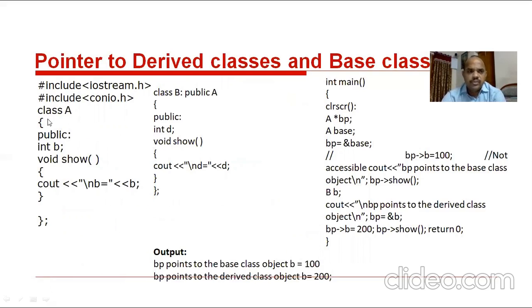Here then two classes, A class and B class. Then here A asterisk BP. This is a base class object, base. BP equal to ampersand base. Clear? Then the next one is here B class object B. Here BP equal to ampersand B. What is B? B is an object of the B class. Here BP is a pointer object of the base class. Clear? Where base class object equal to derived class object. Clear? Pointer to derived classes and base classes.